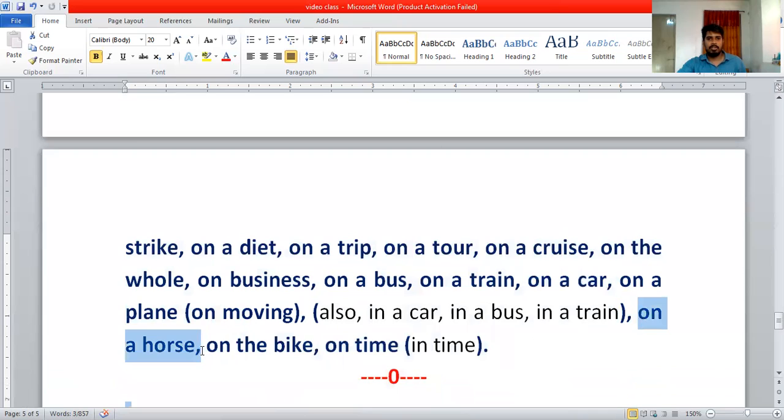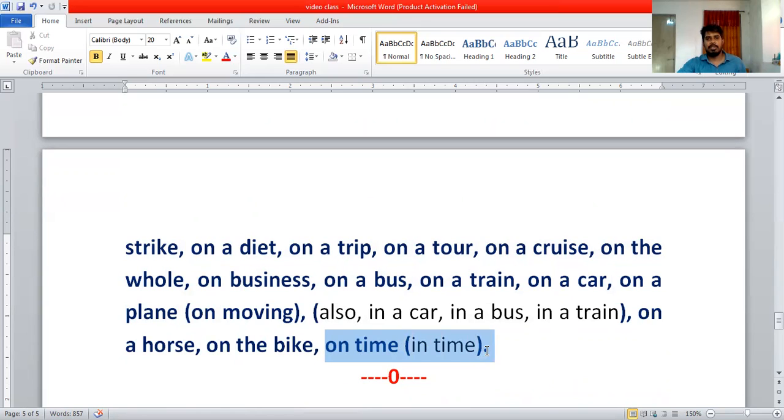On a horse, on the bike, and on time. And also in time. There is a difference between on time and in time. On time means exact time that follows the clock. On time, the exact time, the scheduled time, the fixed time. The meeting started on time. Our class started on time. The train started to go on time.